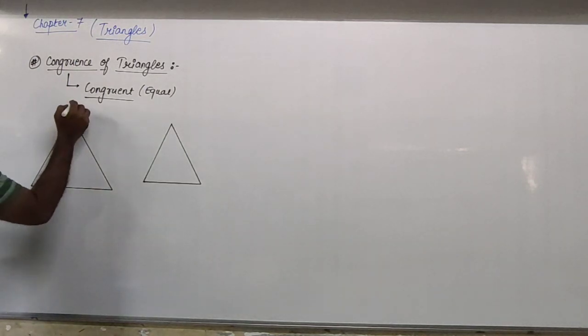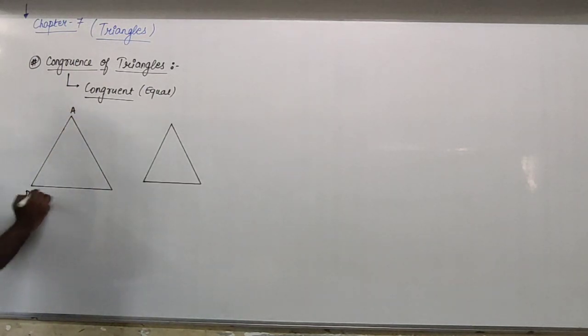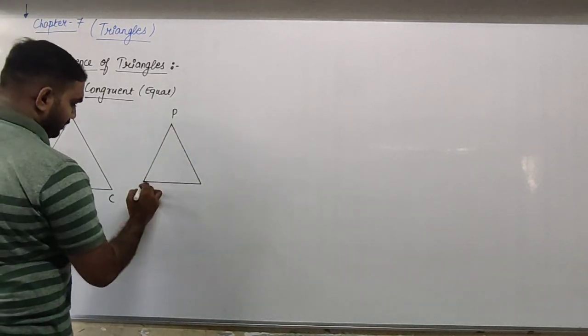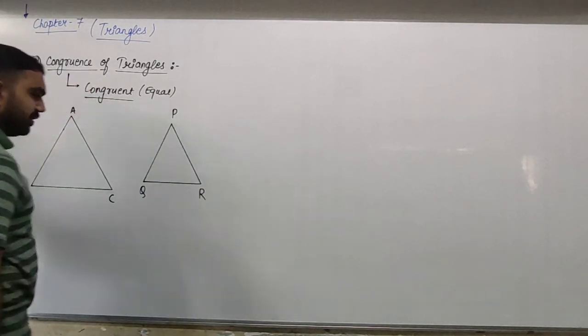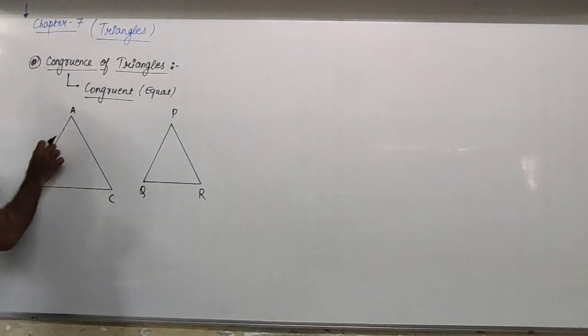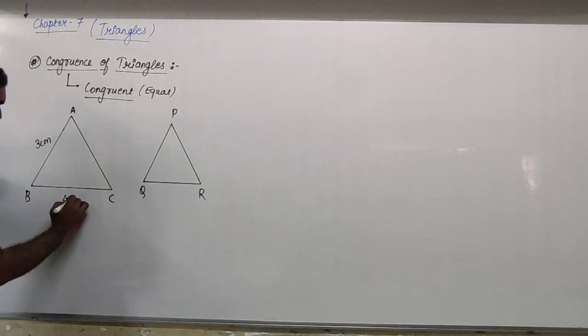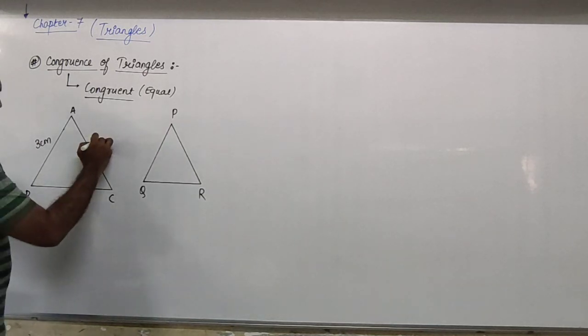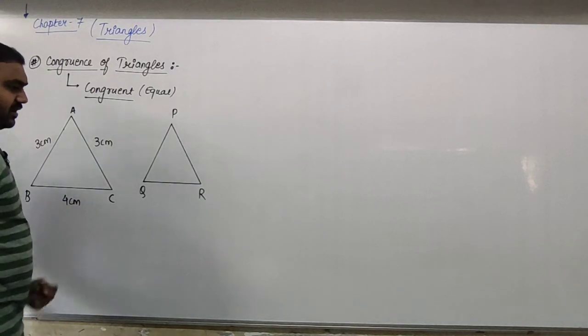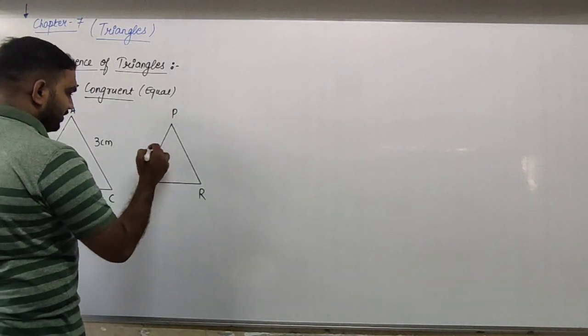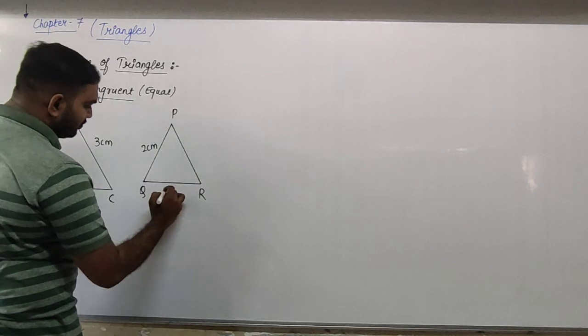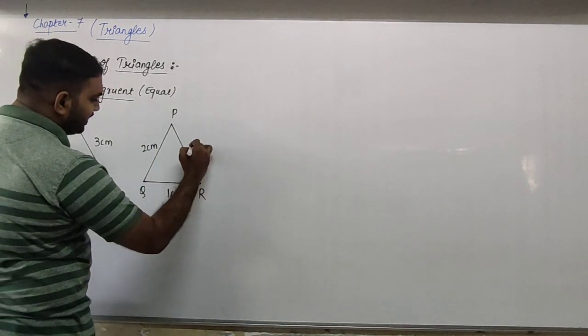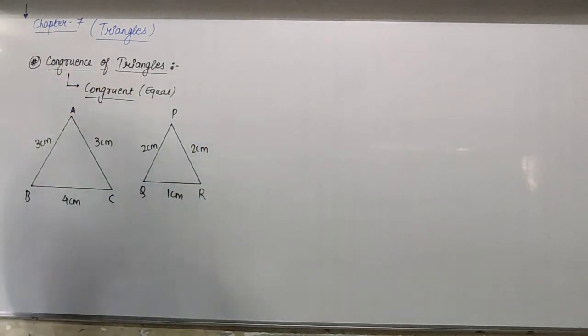Triangle ABC and triangle PQR. Triangle ABC has sides AB as 3 cm, BC as 4 cm and AC as again 3 cm. Triangle PQR has PQ equal to 2 cm, QR equal to 1 cm and PR again 2 cm.